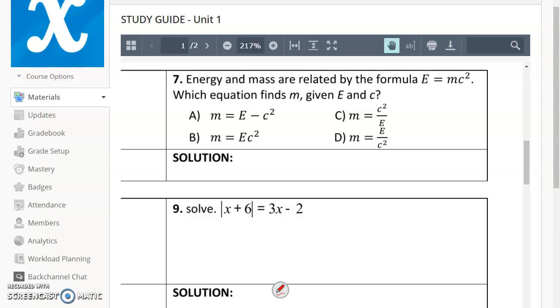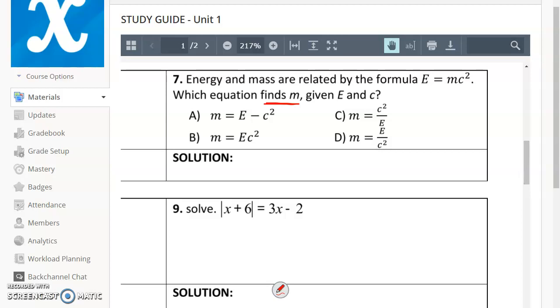Yeah! Okay. Number 7. Energy and mass are related by the formula. This doesn't really even matter. The formula doesn't really matter. All you need to know is what you're solving for. So it says, which equation finds m? So we're going to rearrange E equals mc squared to get m by itself.